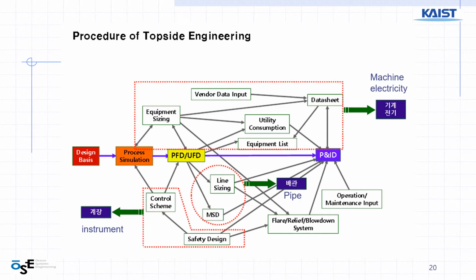And the bottom side we call as hull of the ocean plant, which is providing buoyancy and motion because it is floating. So the topside engineering is very similar to the engineering for chemical plant in land side, but there is small difference because of the interaction with the hull, because it is floating.